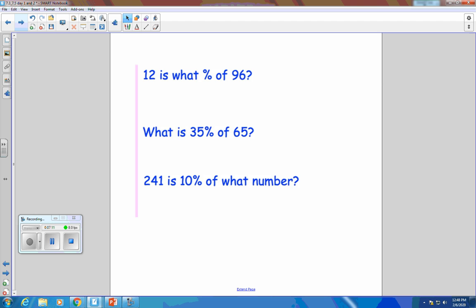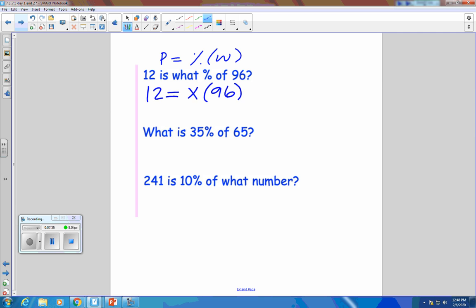All right, 12 is what percent of 96? 12 is my part, so I can either use percent equation or percent proportion. I'm going to use the equation for this one. So I have part equals percent times whole. Well, I know 12 is my part equals, we need to find percent, so I'm going to write that as x, and my whole is 96. I then divide both sides by 96, and I get 0.125. But then I have to change that to a percent. I bump the decimal to the right, and I get 12.5%.